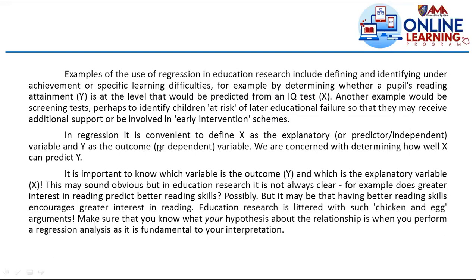In regression, it is convenient to define X as the explanatory or predictor independent variable and Y as the outcome or dependent variable. We are concerned with determining how well X can predict Y. It is important to know which variable is the outcome, that is Y, and which is the explanatory variable, X.